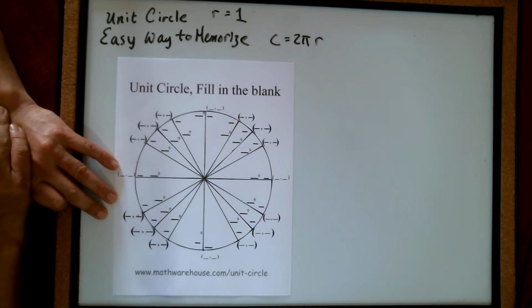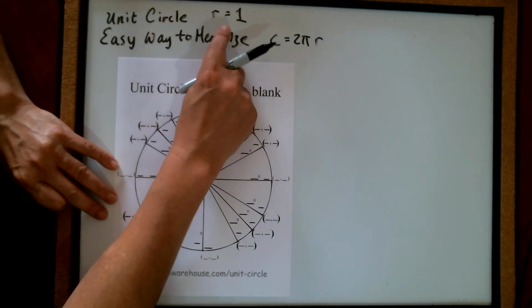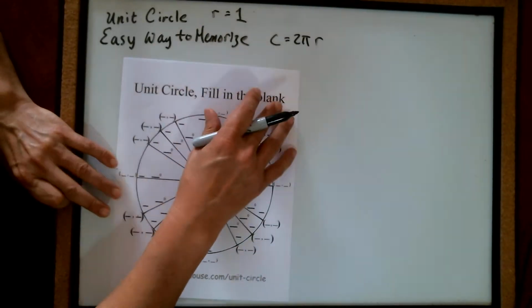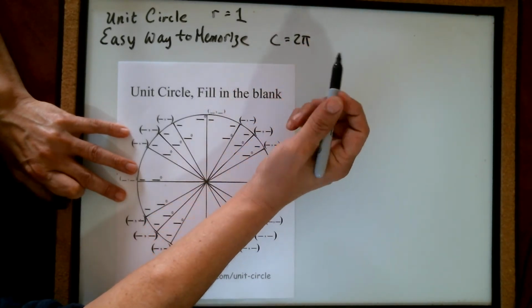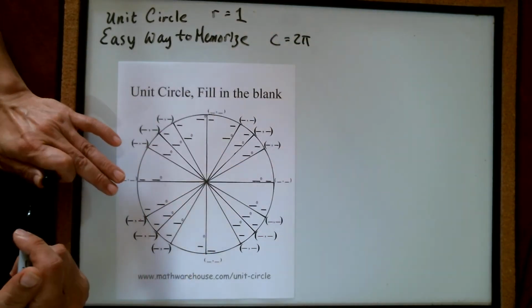That's all it means, okay? Make sure every time you say unit circle, the radius is 1. And here's the way to memorize it. Since the circumference is equal to 2 pi r and the radius is 1, 2 pi times 1 is just 2 pi.